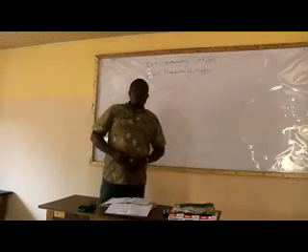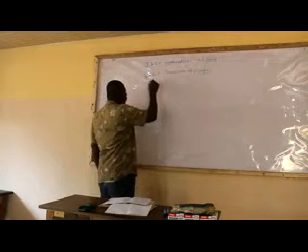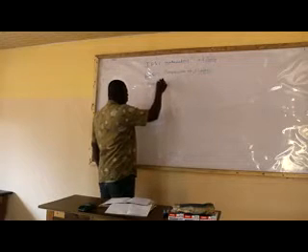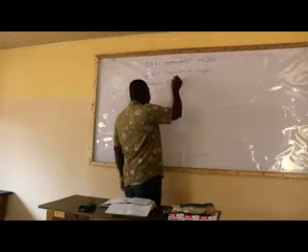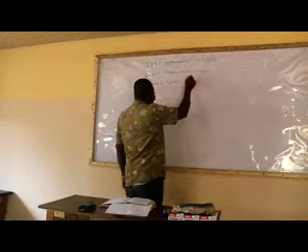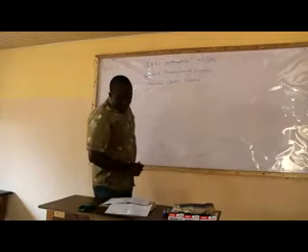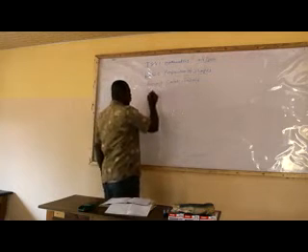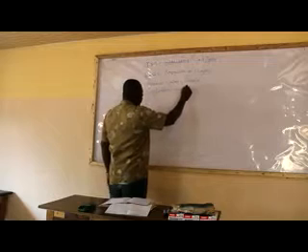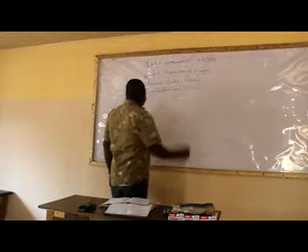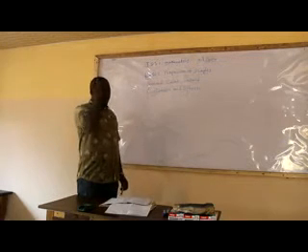So the shapes we are going to consider here include the pyramid. We are going to consider a cube. We are going to consider a cuboid. We are also going to consider cylinders and spheres. We are going to consider all these shapes. We are going to look at how they look.